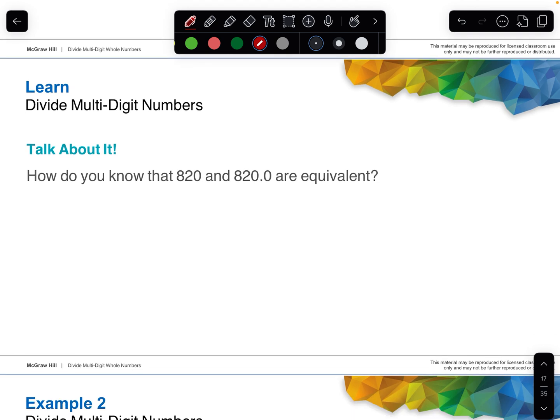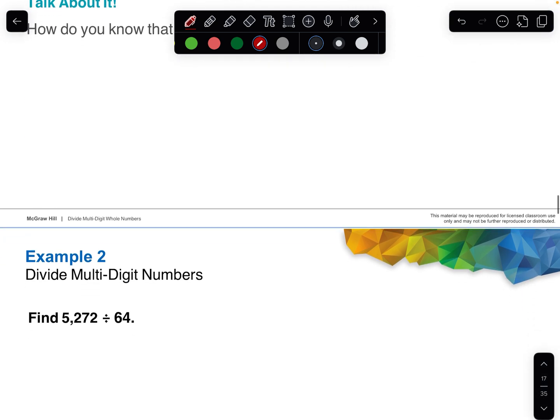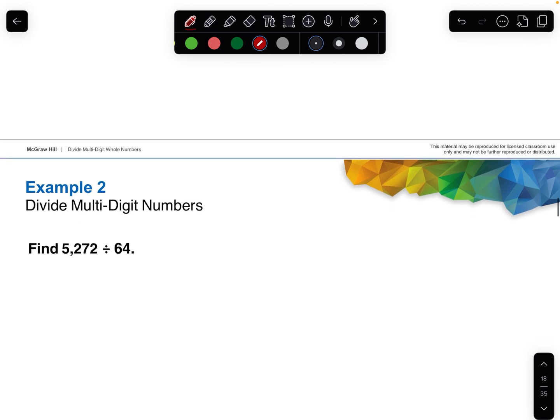I want you to pause this right here and take a moment to think about it, and respond to the question in the Edpuzzle. How do you know that 820 and 820.0 are equivalent? We know that they're equivalent because adding zeros to the end of a decimal after the decimal point does not change the value of the decimal. All right, let's move on.